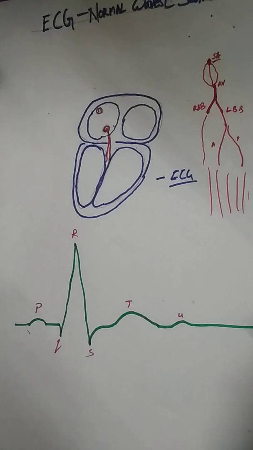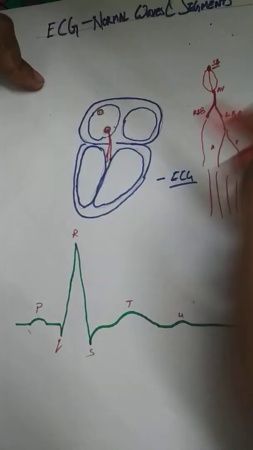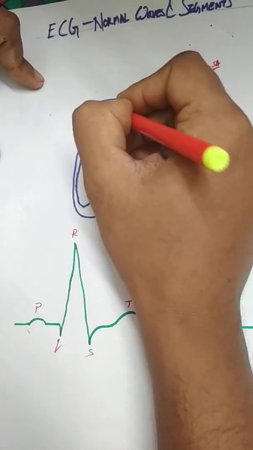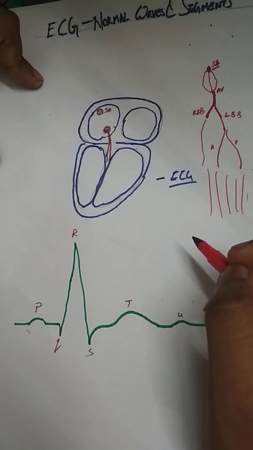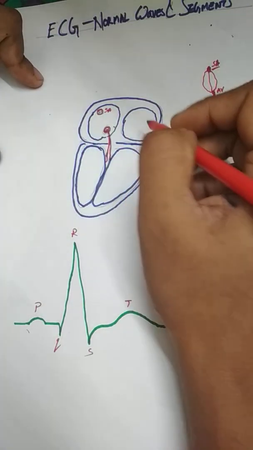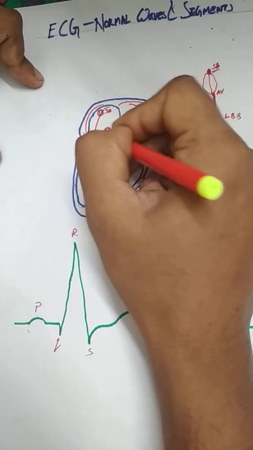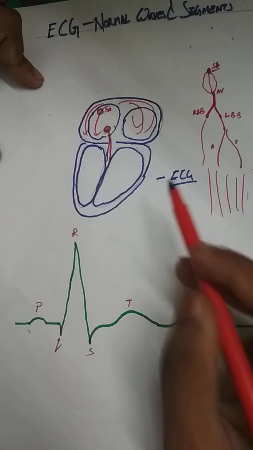First, in a normal person, the impulse starts in the SA node, and from the SA node the impulse spreads through the whole of the atrium, and first there is depolarization of the atrium.